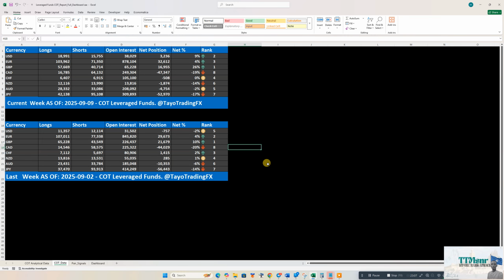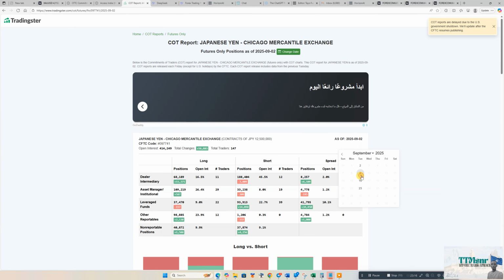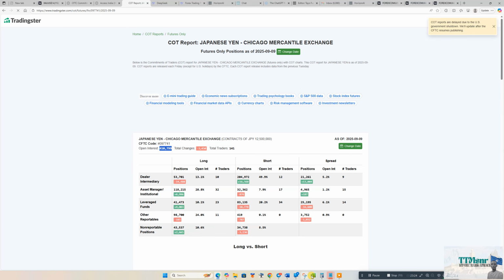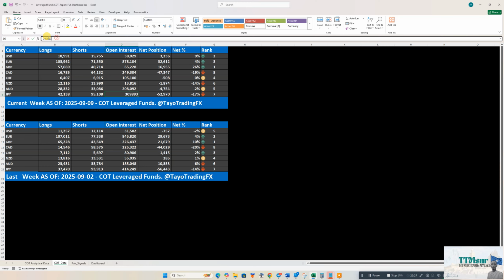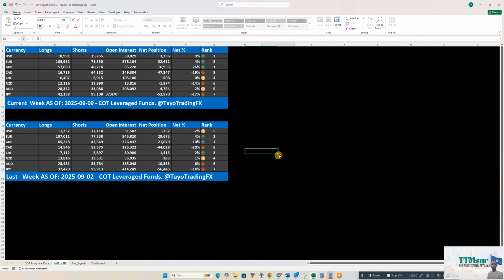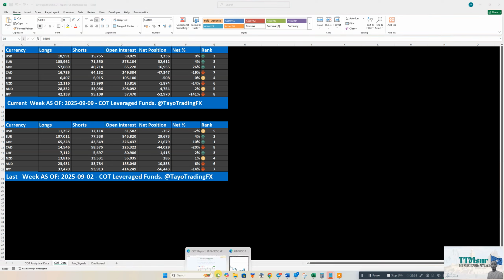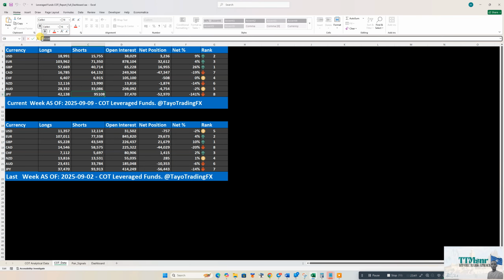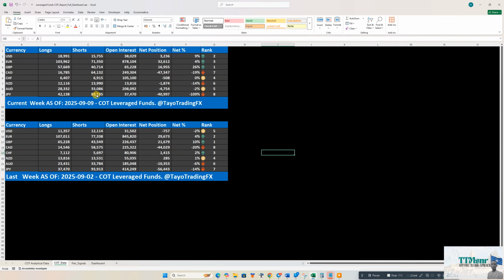So we need the second week or current week. So the open interest, and then we need short positions, and we need long positions.